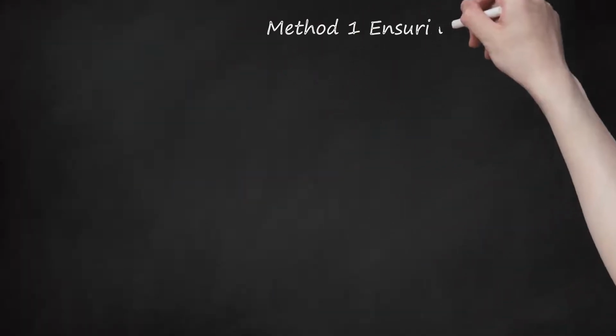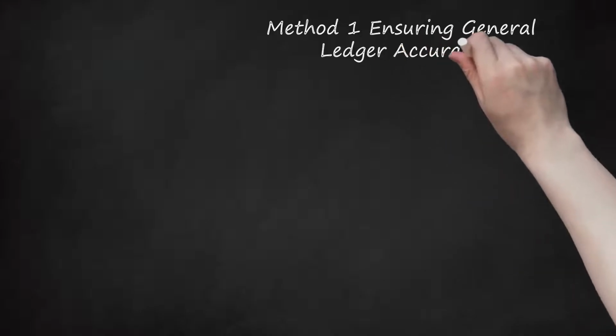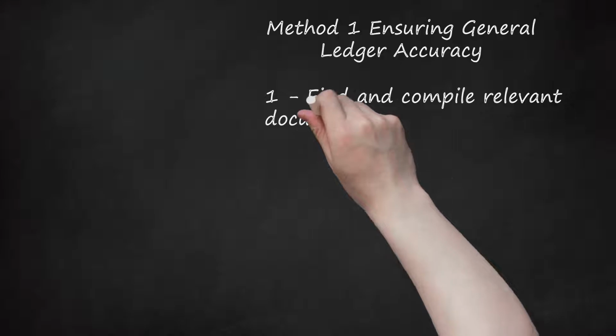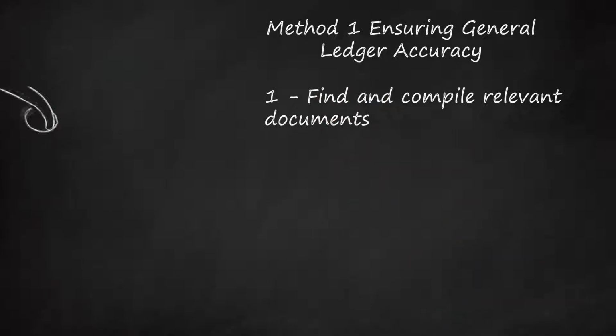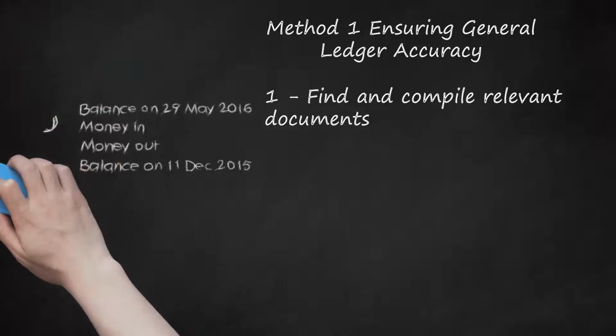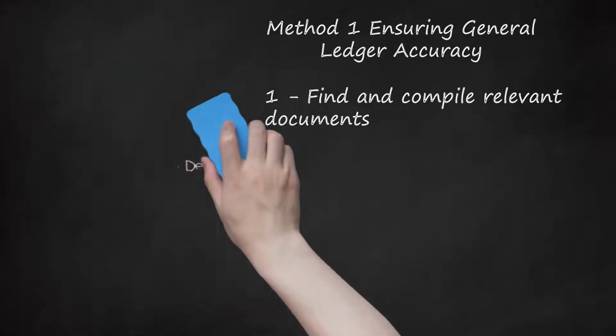Method 1. Ensuring general ledger accuracy. 1. Find and compile relevant documents. In addition to the general ledger itself, you will need all of the documents tied to each transaction in the ledger. These include relevant invoices, receipts, account statements, and any other records relating to transactions or expenses. Basically, anything that was used as a source for data for the general ledger for this accounting period must be located and assembled to be readily accessible.